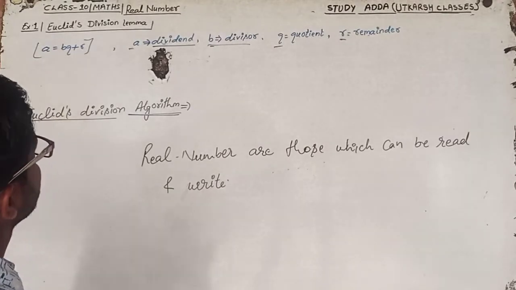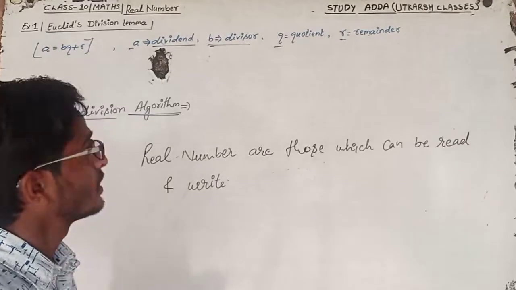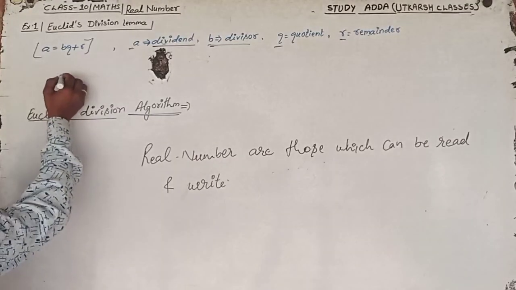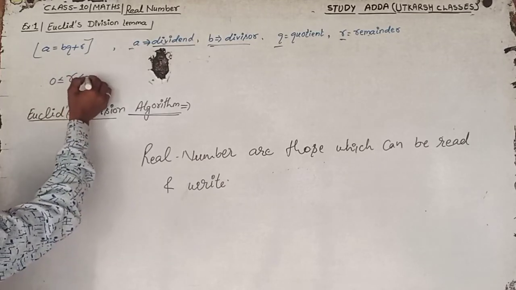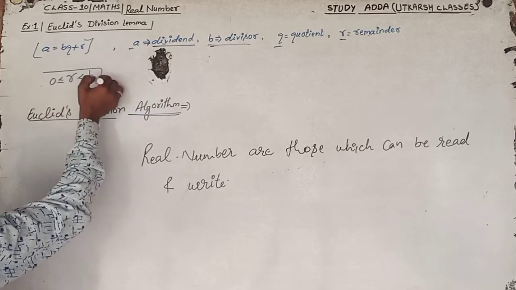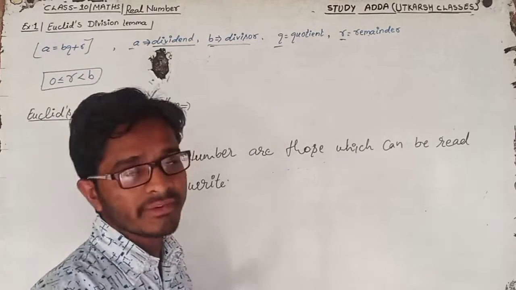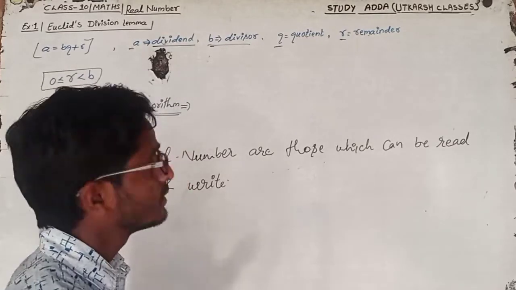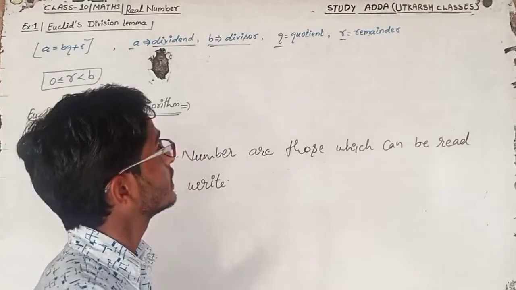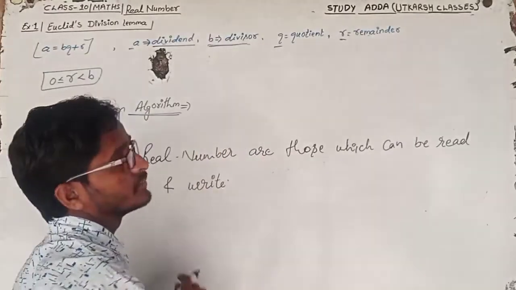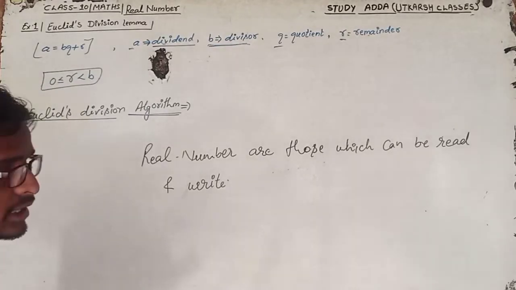Then we can say dividend equals divisor times quotient plus remainder, where r is greater than or equal to 0 and less than b, because the remainder can never be equal to the divisor. We know that the remainder is never equal to or greater than the divisor. Clear? Now we discuss the Euclid division algorithm.